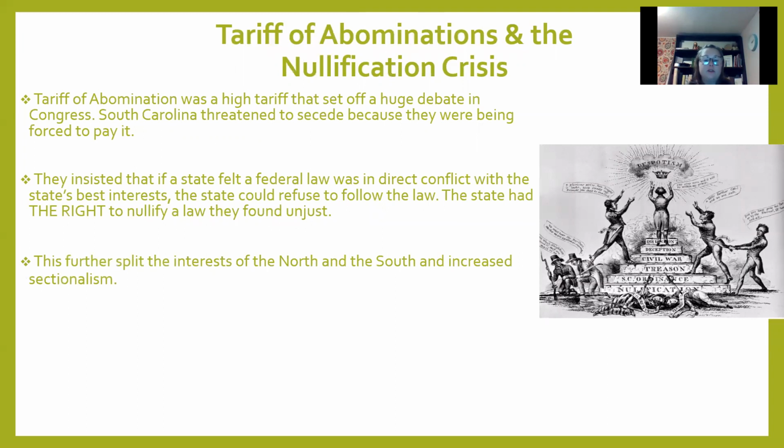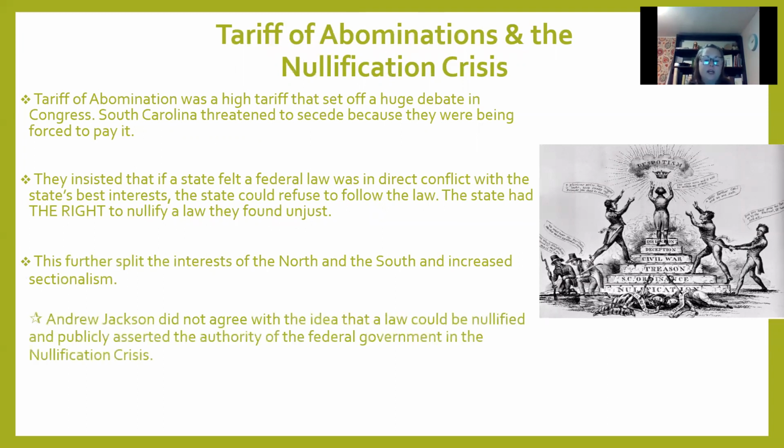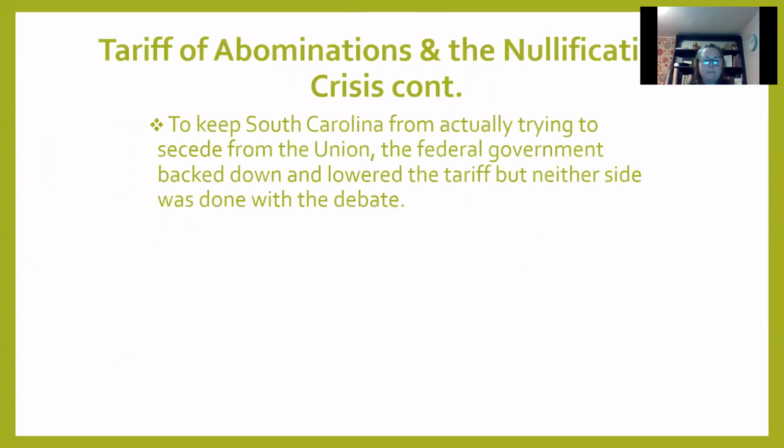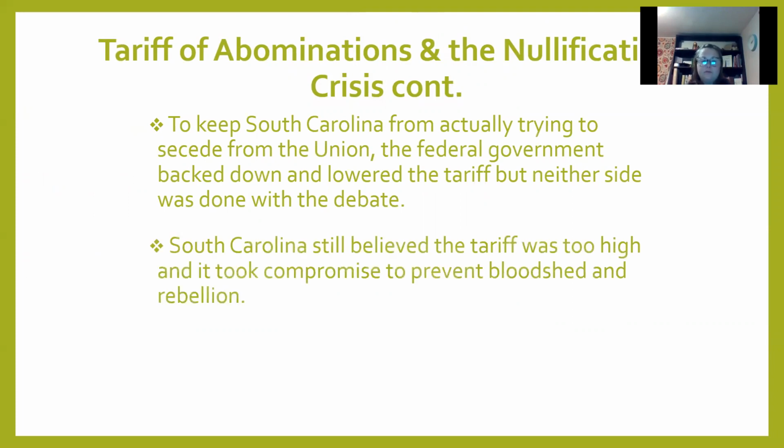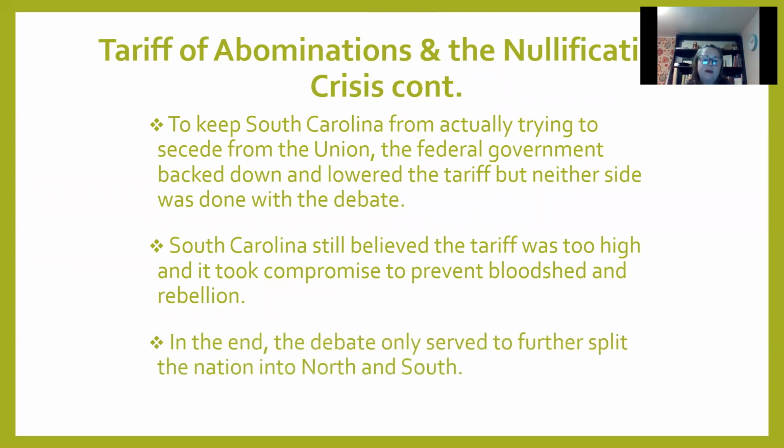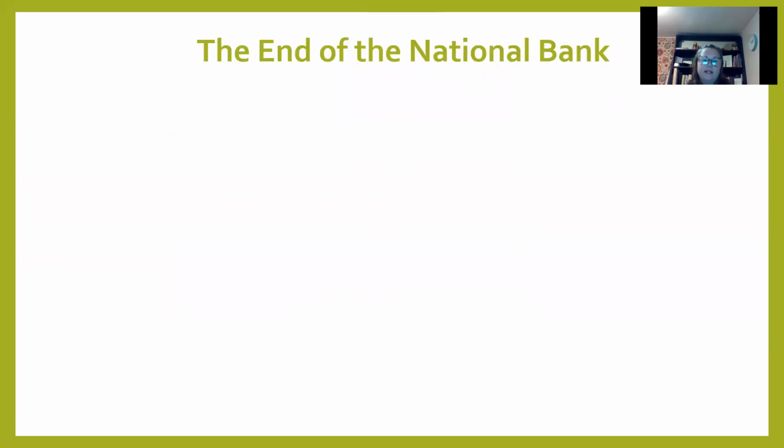This further split the interests of the North and the South and increased sectionalism. Andrew Jackson did not agree with the idea that a law could be nullified and publicly asserted the authority of the federal government in the nullification crisis. To keep South Carolina from actually trying to secede from the Union, the federal government backed down and lowered the tariff, but neither side was done with the debate. South Carolina still believed that the tariff was too high. It took compromise to prevent bloodshed and rebellion. Again, threatening to secede at this point was a really big deal, especially because they had fought so hard in America to finally unite the states, right? In the end, the debate only served to further split the nation into North and South.